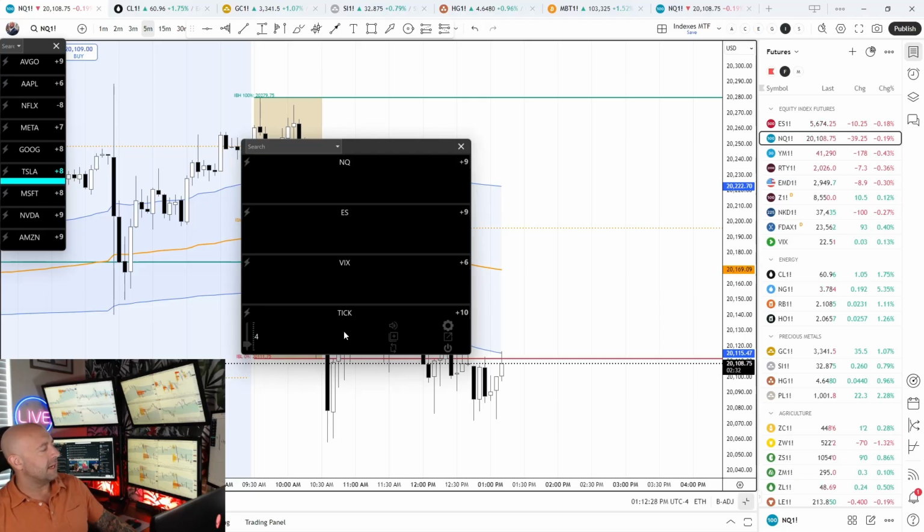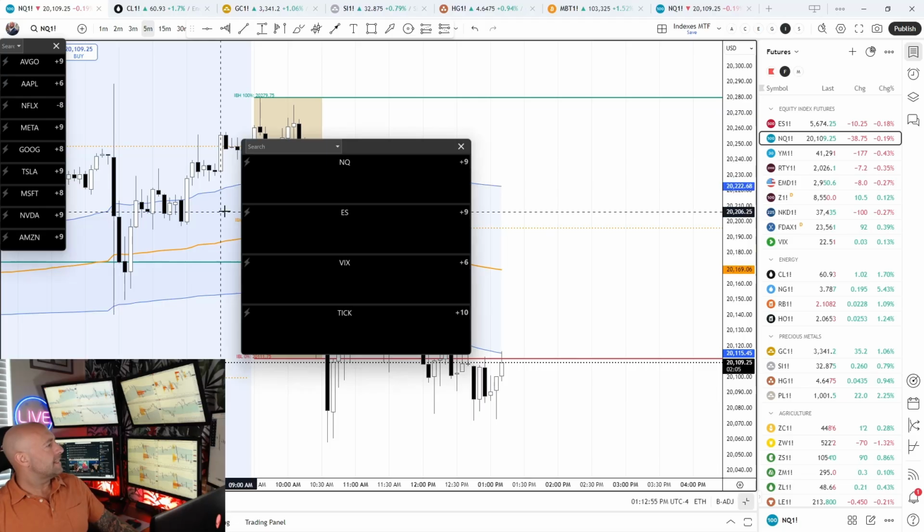And lastly, we have the tick. This is all the stocks in the New York Stock Exchange, whether they're ticking up or ticking down together and how strong. This gives me a real overview of the order flow throughout the entire exchange. Another powerful market internal along with the VIX.